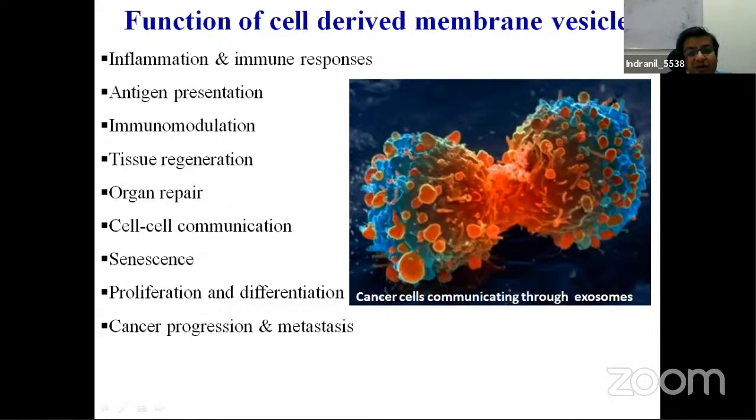It is often observed that membrane vesicles secreted by stem cells, especially mesenchymal stem cells or hematopoietic stem cells, induce a certain kind of regenerative response inside the tissue through cell-cell communication. And just like regeneration, it also helps in repair as well.